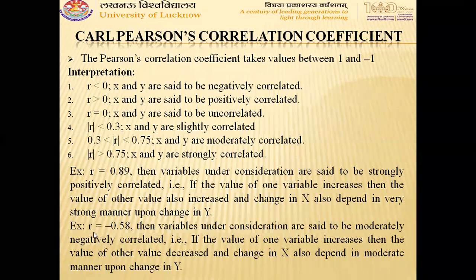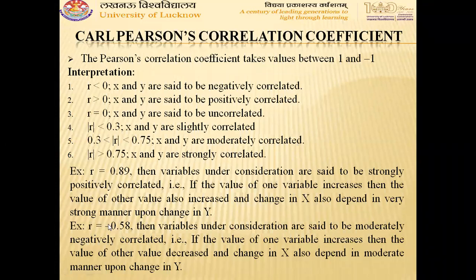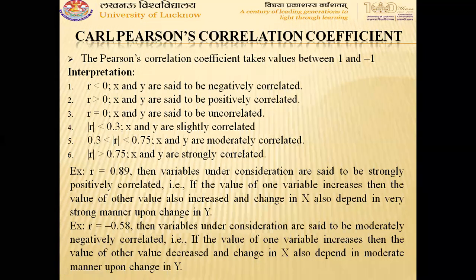Similarly, if the value of the correlation coefficient comes out to be minus 0.58, then minus means the variables are negatively linearly related, and 0.58 lies between 0.3 and 0.75, which says that the variables are moderately correlated. So we can say that the variables are moderately negatively linearly related.